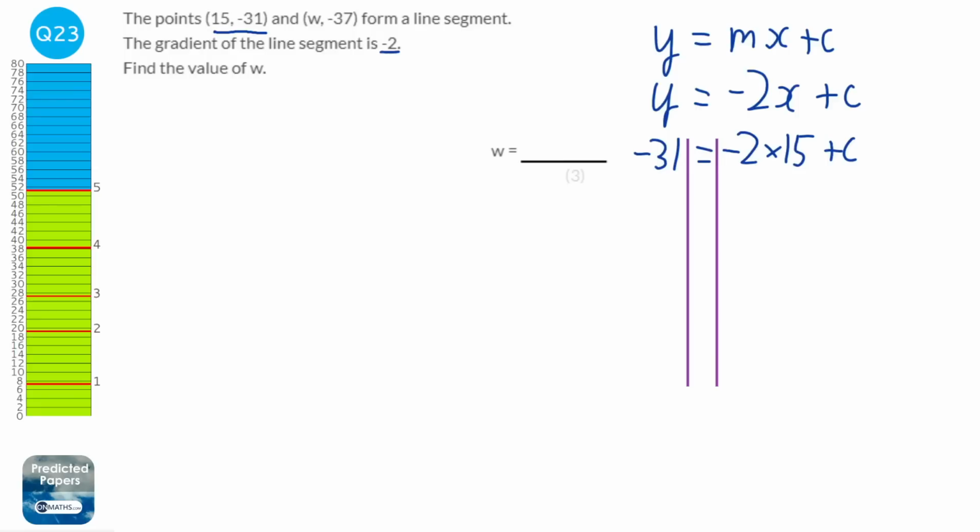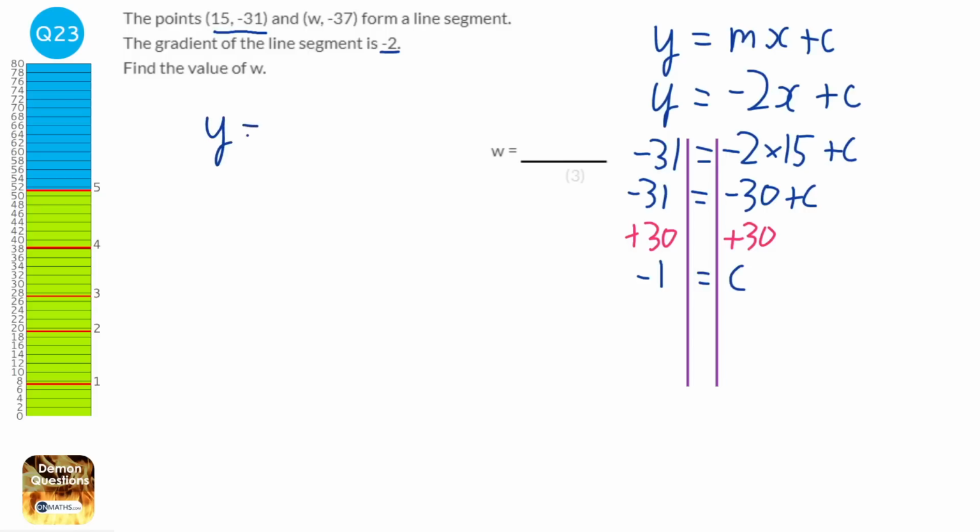So first thing I'm going to do is, well, just tidy this up. -2 times 15 is -30, so -30 plus c. And I'm just going to add 30 to both sides to get c on its own. So that would be -1 equals c. So c is -1. So we now know that the equation is y equals -2x minus 1. And we're told that the y is -37, and we're looking for the x value, which they've called w.